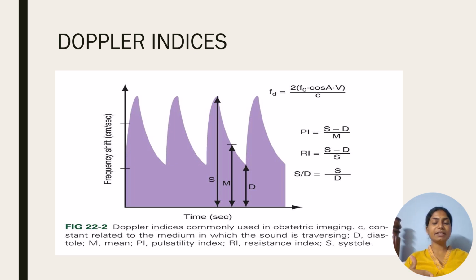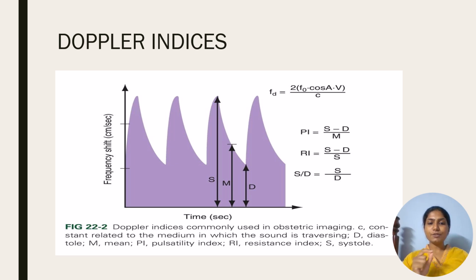So what are Doppler indices? These are angle independent. It's a ratio of two measurements. So that's why, being angle independent, we can rely on it better in our practice. So what is all this? Some ask what is systolic velocity, what is diastolic velocity, what is mean. So these are doubts you people generally have.